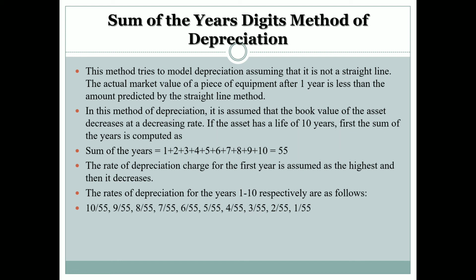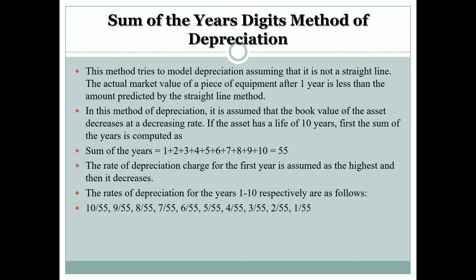So in this method of depreciation, it is assumed that the book value of the asset decreases at a decreasing rate. Whereas in the declining balance method it decreases at a fixed rate, here it decreases at a decreasing rate. If the asset has a life of 10 years, the sum of the years is computed as 1 plus 2 plus 3 plus 4 and so on, total it is 55. The rate of depreciation charge for the first year is assumed to be the highest and then it decreases. That is, for the first year the rate will be 10 divided by 55. For the second year, it is 9 divided by 55. For the third, it is 8 divided by 55. So at the last, it becomes 1 divided by 55.